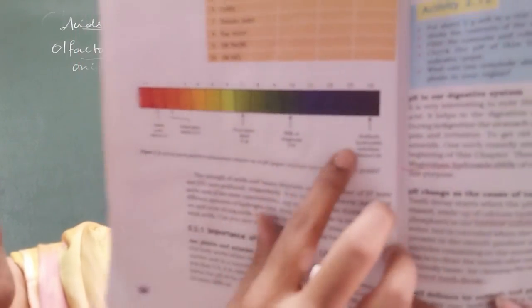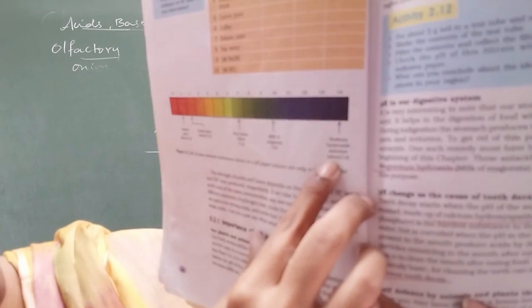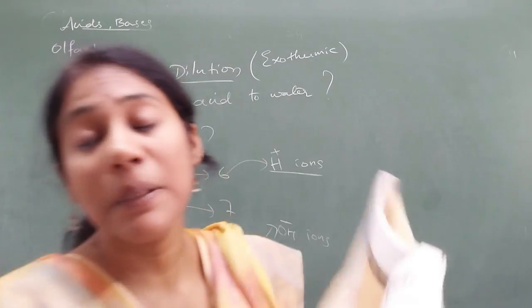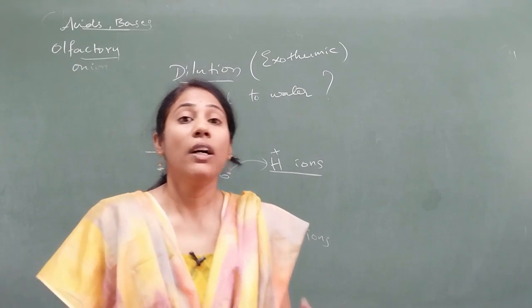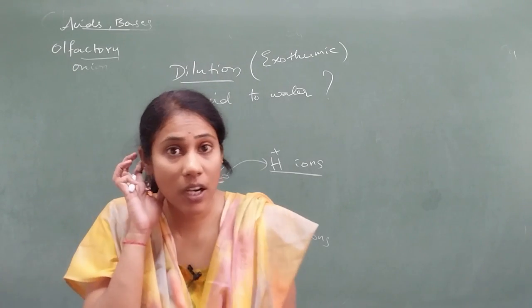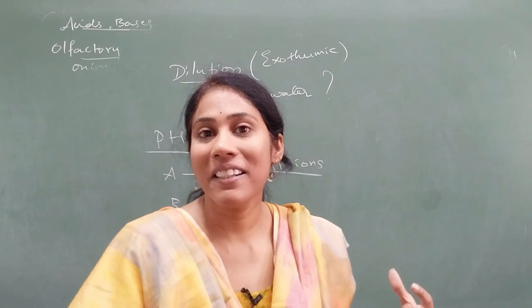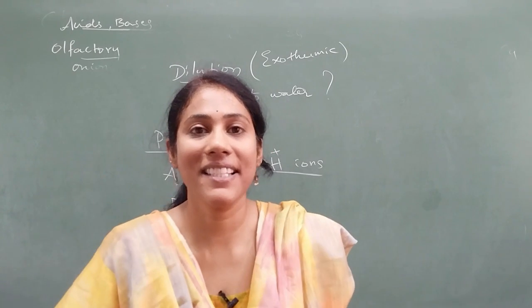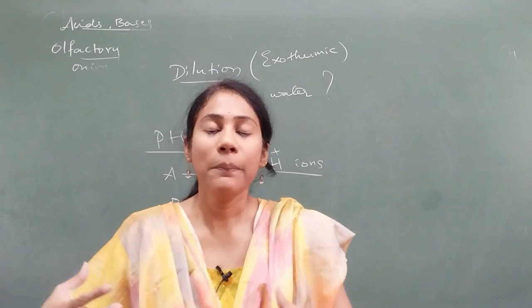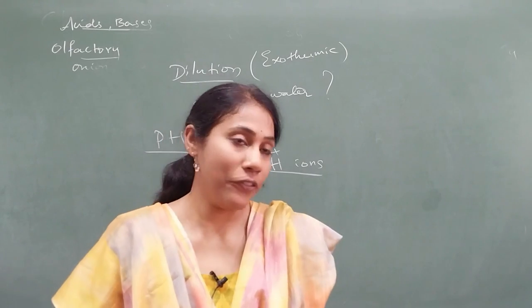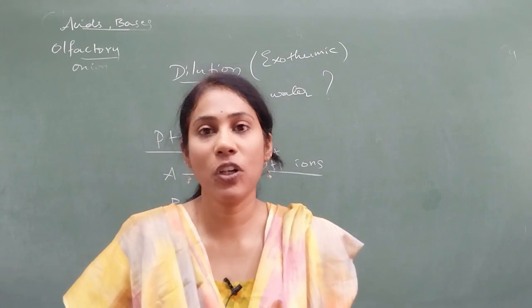milk of magnesia has pH 10, and sodium hydroxide solution has pH 14. Okay, so that particular table is important. And questions like what is tooth decay, how it is caused, what is acid rain, what are antacids, give an example of antacids. So the importance of pH in everyday life, you also have to concentrate on that aspect.